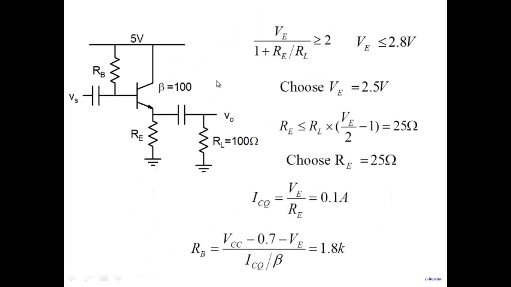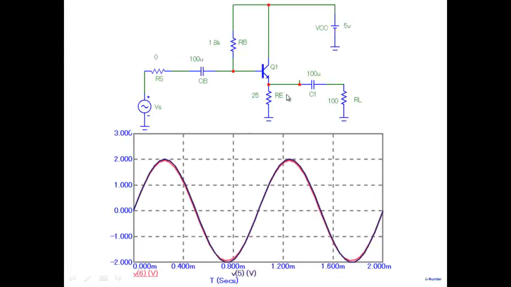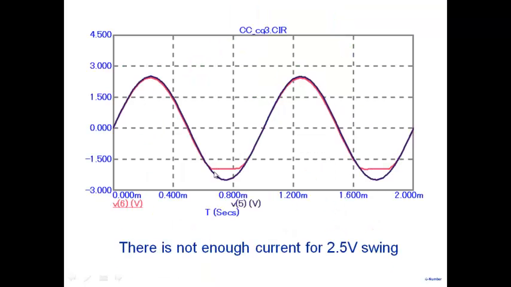And so what I did was I took this particular design with the value of RB and the value of RE, and I simulated it. I applied 2 volts. I get a nice 2 volt. No problem. So it works fine. And note that I've designed it for 2 volt. When I apply 2.5 volt here, obviously it gets clipped, because I don't have enough current in my circuit to allow a 2.5 volt swing. I had designed it for 2 volt.